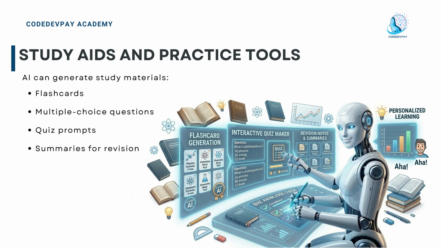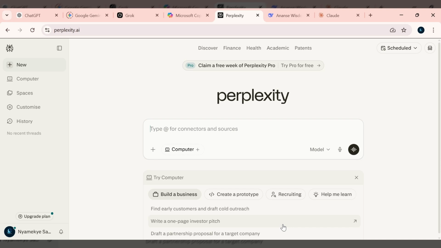So let's head into some of the AI tools that we'll be using in this lesson to demonstrate what we've learned. All right, so for this one, let's start with Perplexity and help to brainstorm some ideas.